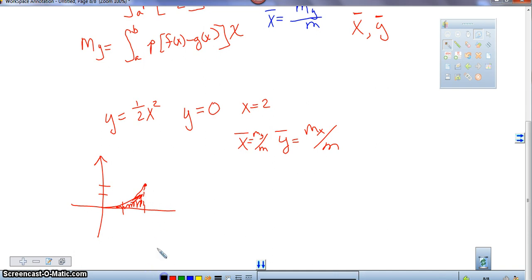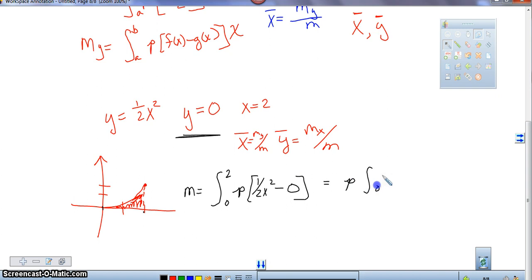So in order to set this up, first thing I do is I find the mass. And so the mass would go from 0 to 2 of rho times the first function, f of x, which would be 1/2 x squared, minus the second function, which was y equals 0, so this one's easy. And then you would integrate that, and I would just move rho in front, 0 to 2. Actually, I'd put rho over 2 in front, because of that 1/2 of x squared.